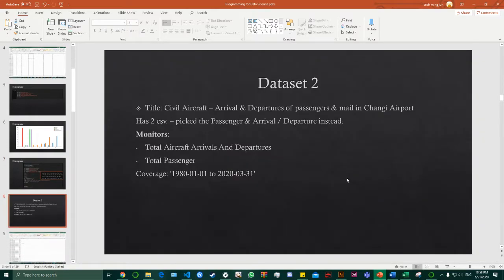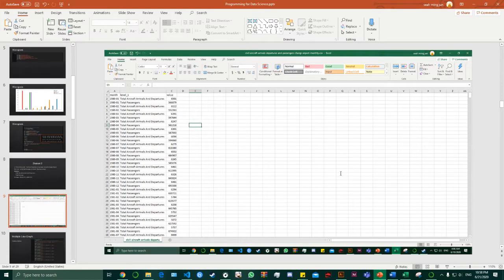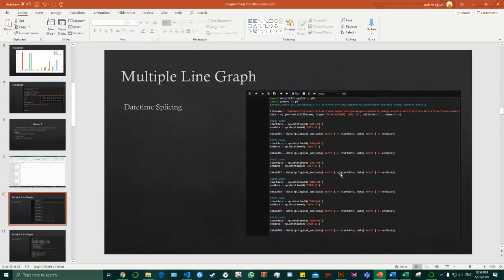Now I'll be moving on to the second data set. I'll be looking at bar chart for the line graph for this one. So this is what it looks like. Originally there are two CSVs. The other one is for mails, mail involved in arrivals and departures. So I only splice out 2015 to 2019 for the chart. I do not want to use 2020 because I could not fit it inside the line graph.